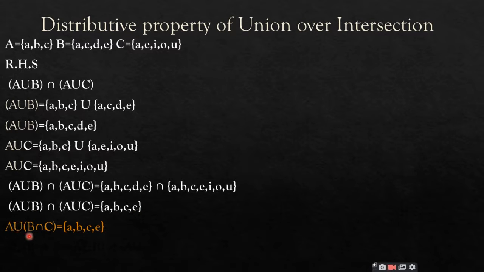Now this is the answer of the left hand side, and you can see that both sides are equal. So the distributive property of union over intersection is proved, that A union (B intersection C) is equal to (A union B) intersection (A union C).